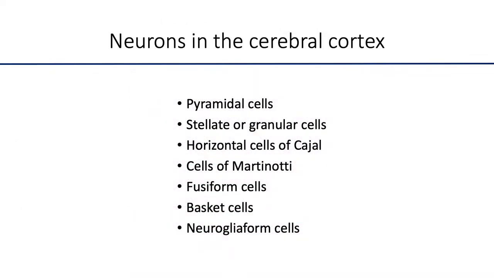There are many types of neurons in the cerebral cortex. They include the pyramidal cells, which are the main source of efferent fibers, stellate or granular cells, which are the main cells receiving the afferents, along with horizontal cells of Cajal, cells of Martinotti, fusiform cells, basket cells, and neurogliaform cells.